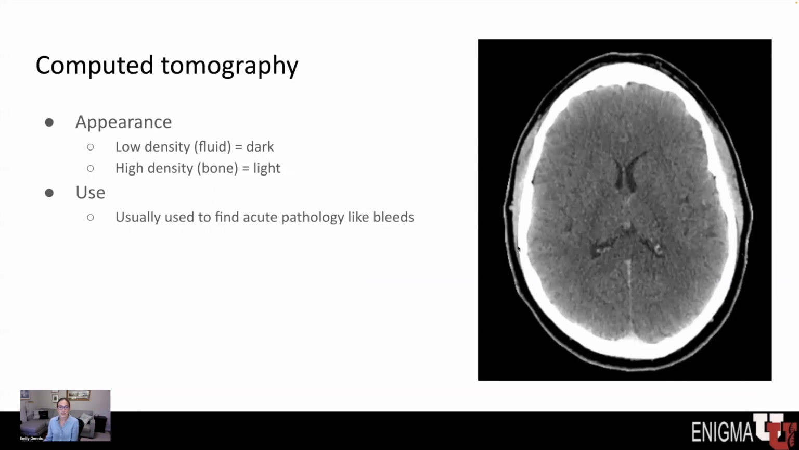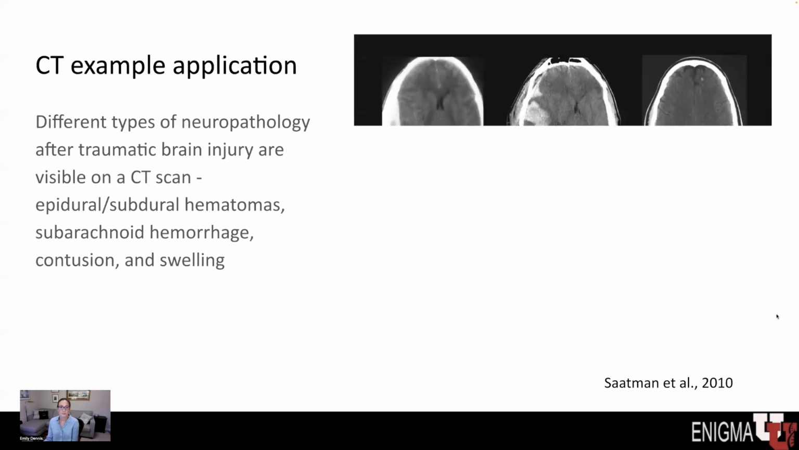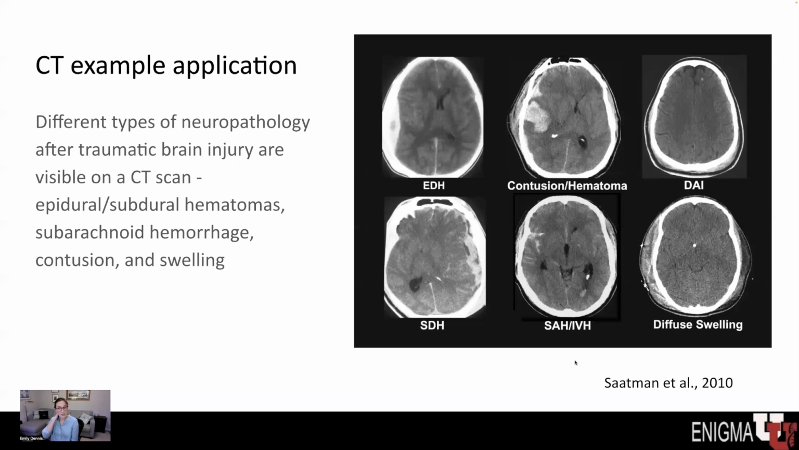Computed tomography. In this one, low density tissues such as fluid appear dark, and high density things like bone appear light. This is usually used to find acute pathology like bleeds in the brain. And here, this example application is actually multiple different TBI patients showing the different types of neuropathology that are visible on a CT scan after traumatic brain injury. So we have epidural and subdural hematomas here. We can see contusions, which are bruises in the brain, subarachnoid hemorrhages. These hemorrhages and hematomas are all bleeds in the brain, and diffuse swelling. These are all visible on a CT scan.